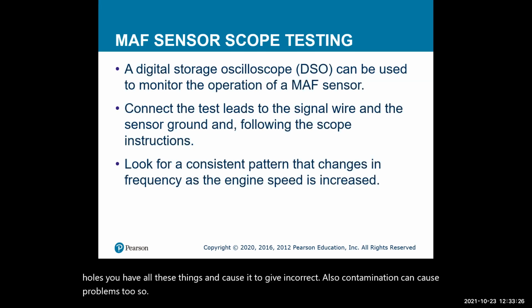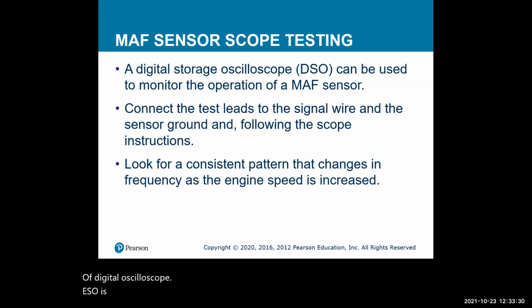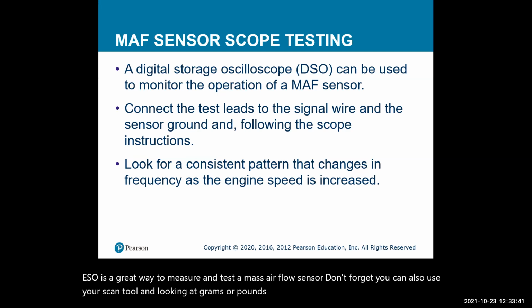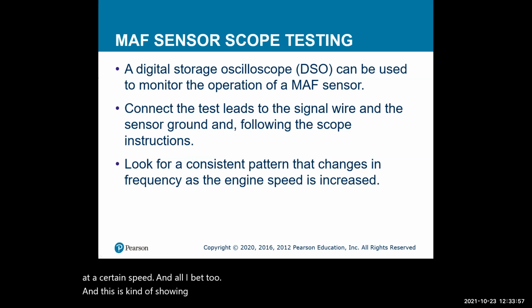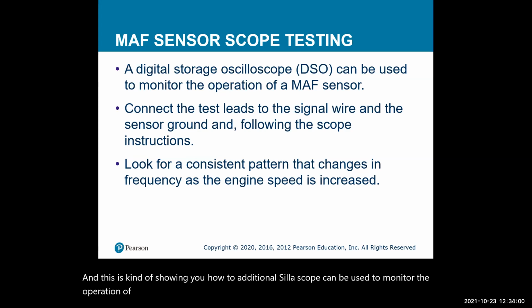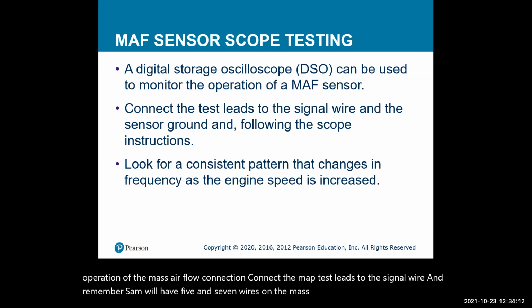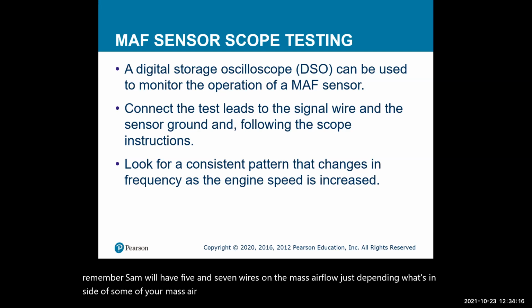A digital oscilloscope, or DSO, is a great way to measure and test a mass airflow sensor. Don't forget, you can also use your scan tool, looking at grams or pounds per minute or second. And then again, you've got to come down to specifications, how much air should be coming in at a certain speed. This shows how the digital oscilloscope can be used to monitor the operation of the mass airflow. Connect the test leads to the signal wire. Remember, some will have five or seven wires, depending on what's inside. Some mass airflows will actually have an air temperature sensor built into them too, so keep that in mind.